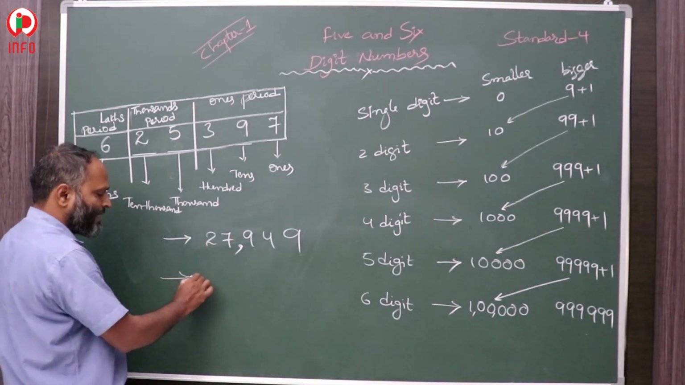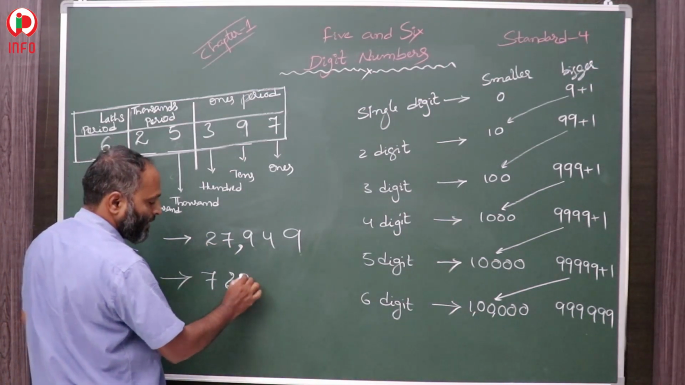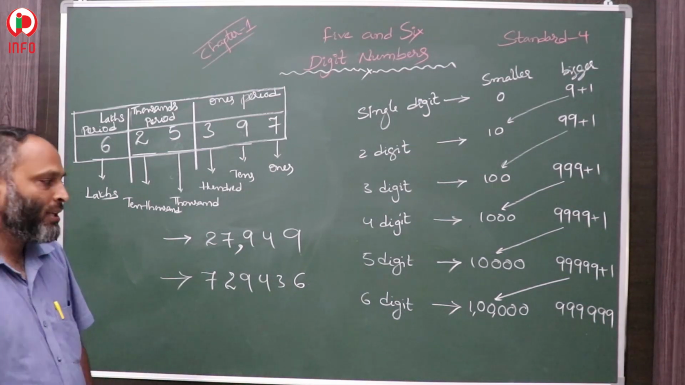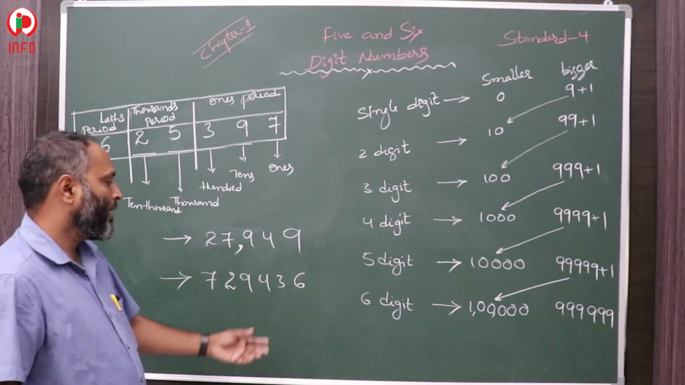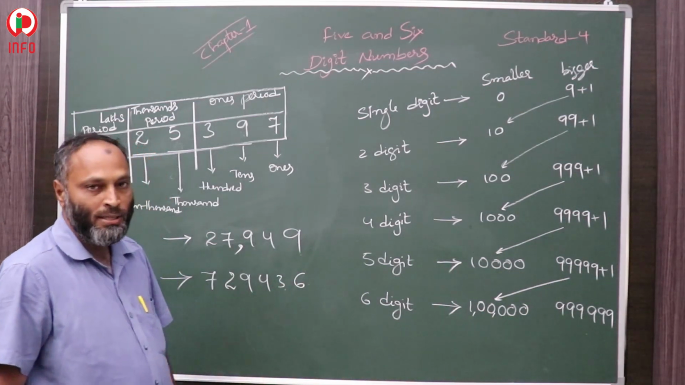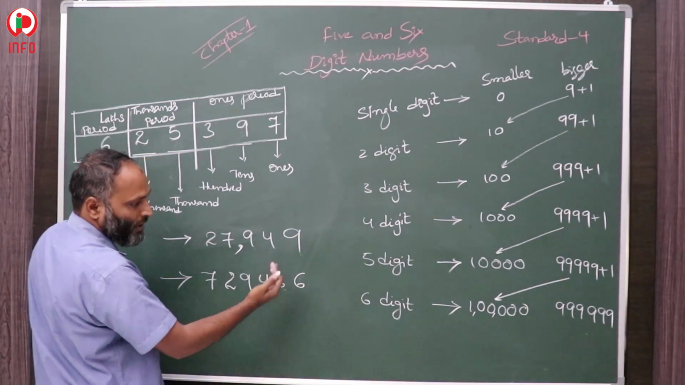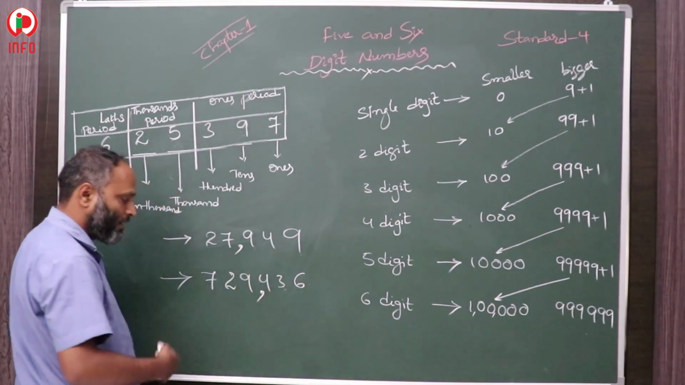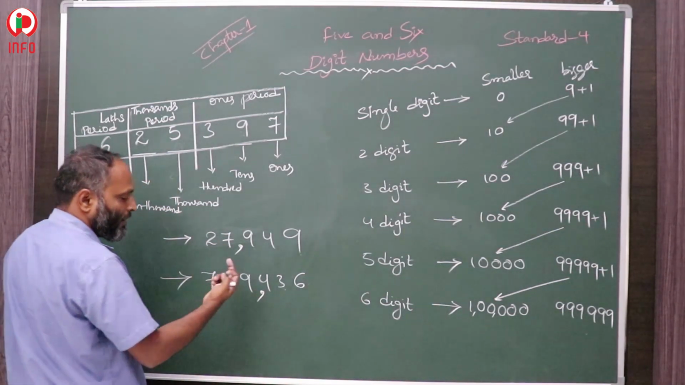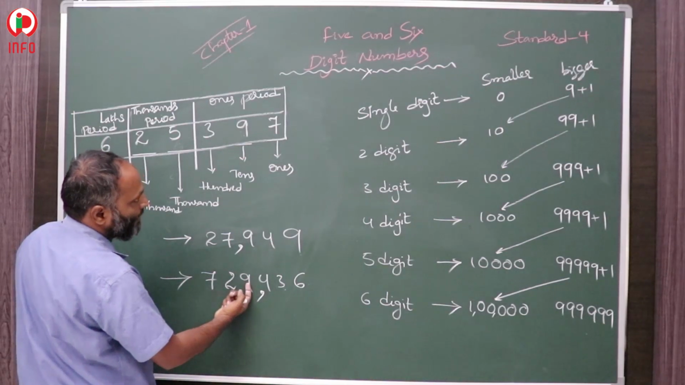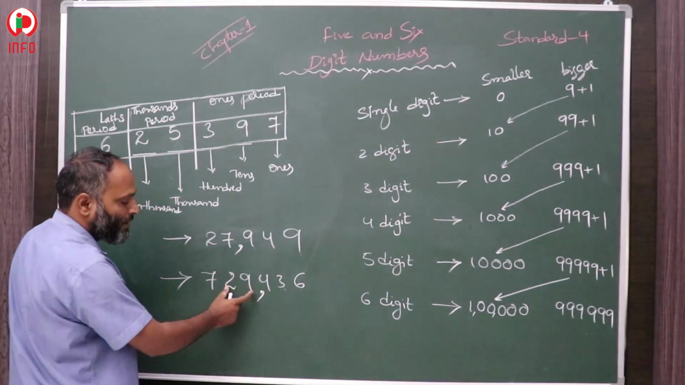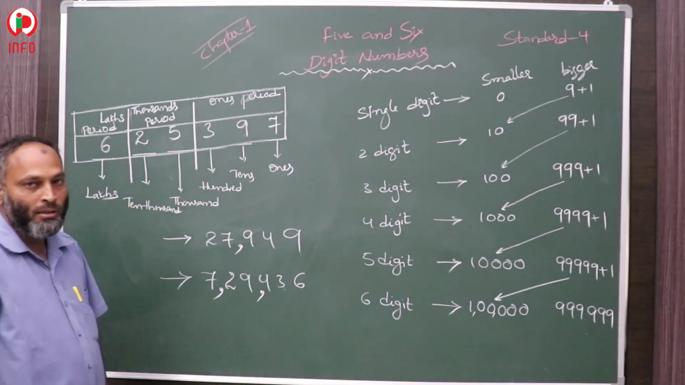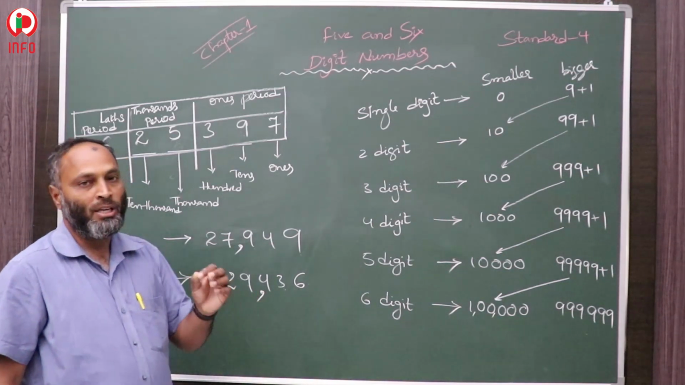Suppose a 6 digit number is given like 7, 2, 9, 4, 3, 6. So this is our 6 digit number. Then how to keep commas? Here, these 3 are our ones period. After first, second, third, after the third digit, keep a comma. Then the next 2 digits are the thousands period. After the thousands period, again we keep a comma. This is the way to represent, the way to keep commas.